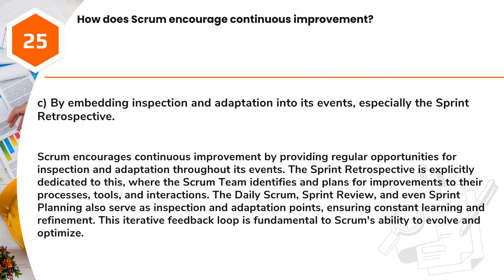Answer: C. By embedding inspection and adaptation into its events, especially the sprint retrospective. Scrum encourages continuous improvement by providing regular opportunities for inspection and adaptation throughout its events. The sprint retrospective is explicitly dedicated to this, where the Scrum team identifies and plans for improvements to their processes, tools, and interactions. The daily Scrum, sprint review, and even sprint planning also serve as inspection and adaptation points, ensuring constant learning and refinement. This iterative feedback loop is fundamental to Scrum's ability to evolve and optimize.